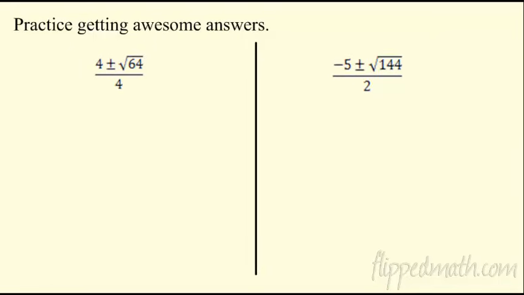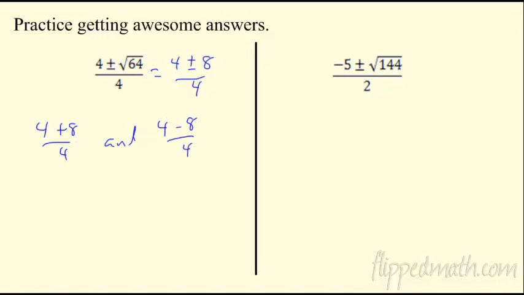Awesome, very good. And the last one is sometimes you just get awesome answers. So if I'm getting awesome answers, what does that mean? Well, I know the square root of 64, don't I? What number times itself? This is going to be 8. So you've got this. If you want to split the fraction up, you can split the fraction up. In this case, I tend to think about it as saying, okay, 4 plus 8 divided by 4, and 4 minus 8 divided by 4.